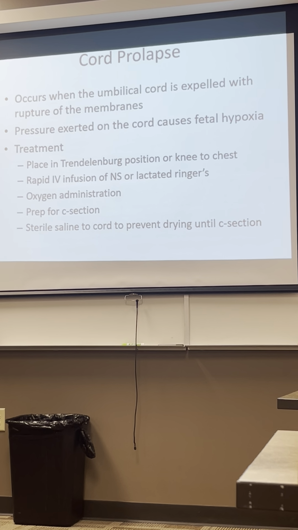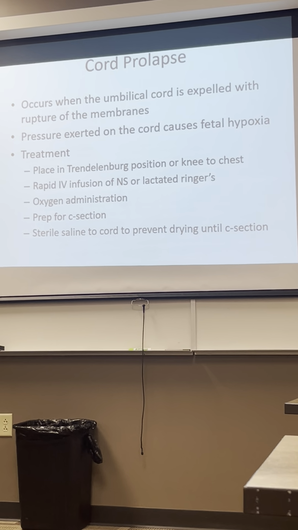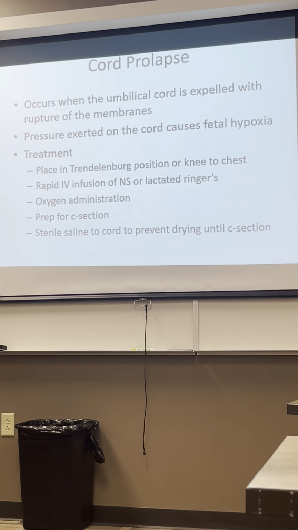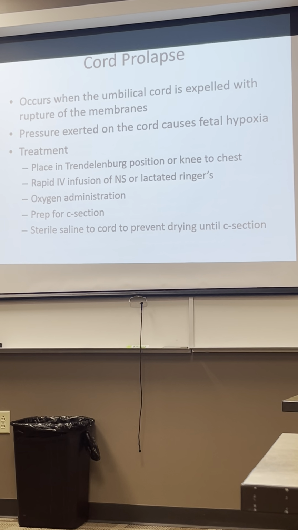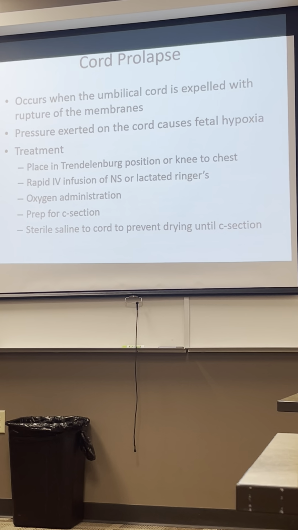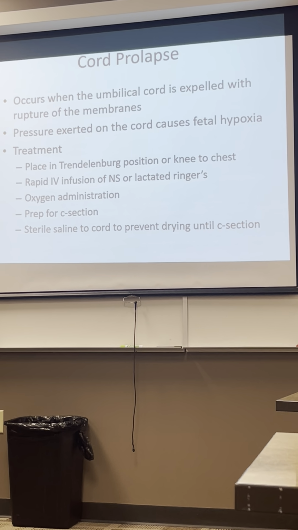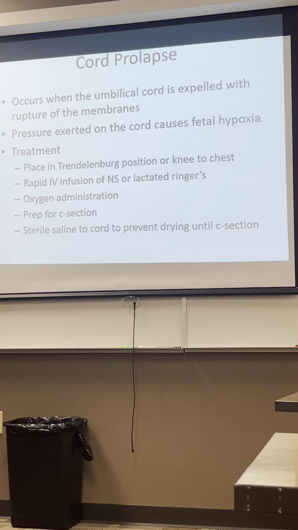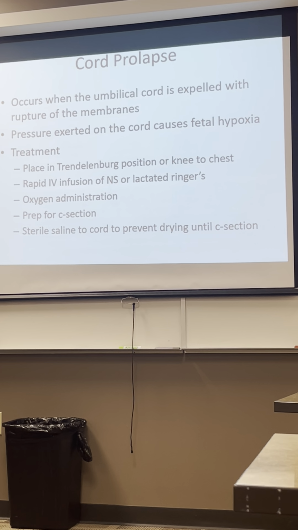Cord prolapse occurs when the umbilical cord is expelled with rupture of membranes, comes down before the presenting part. Pressure exerted on the cord causes fetal hypoxia. So we either need them in a Trendelenburg, knee to chest, or keeping the presenting part off of the cord. Need to give IV infusion, oxygen, prep for a C-section. If the cord is hanging out, sterile saline to prevent it from drying out.